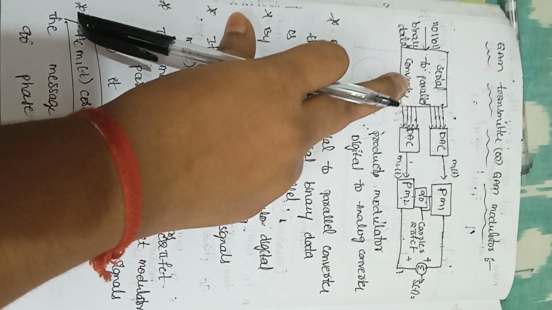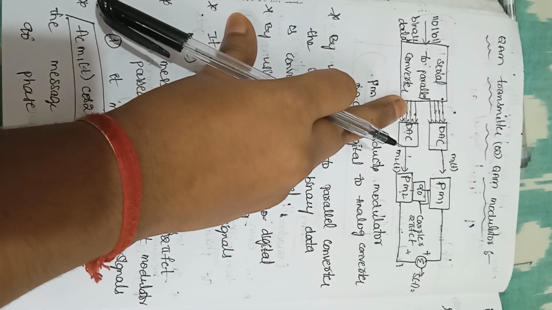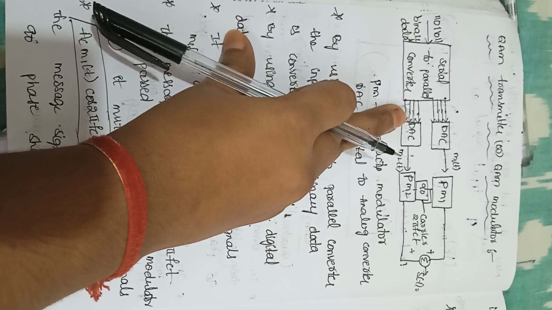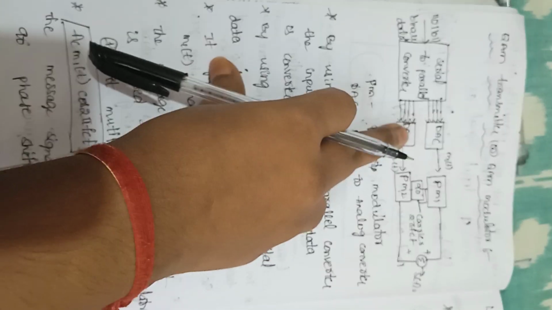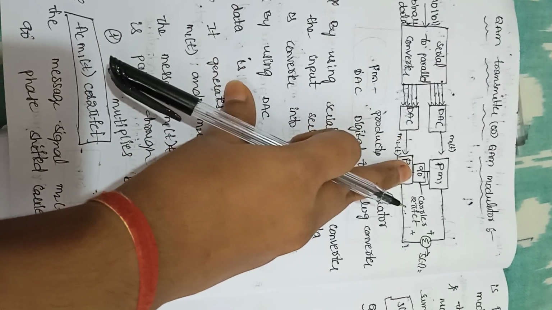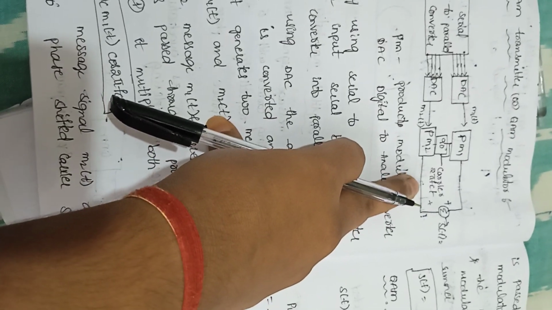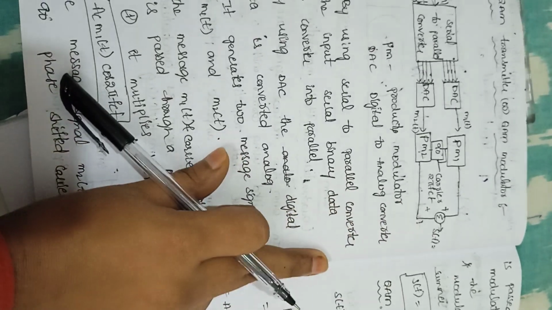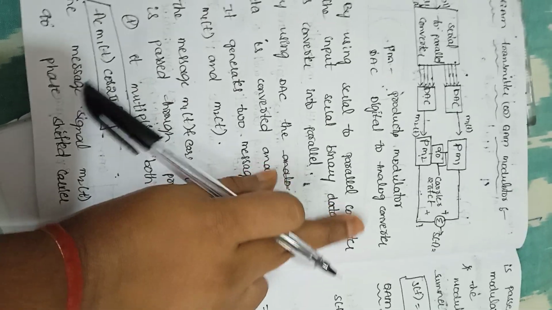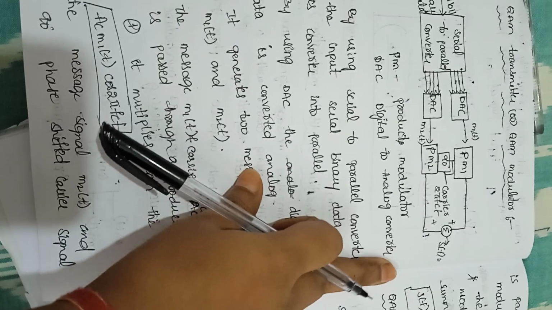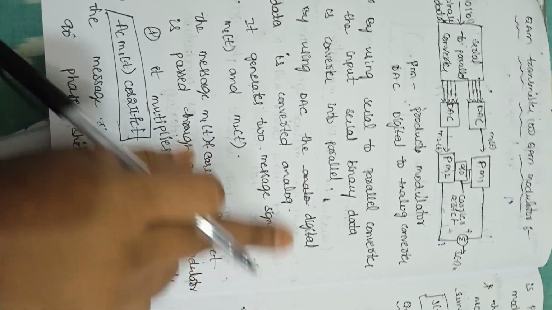Once there is binary data, we first convert it into parallel, serial to parallel message signals. Then we pass it through the DAC converters, the digital to analog converters. Then we pass it through the product modulators. Then we pass it through the summer, also called the adder. Then we get the summation signal, that is, the standard wave signal.